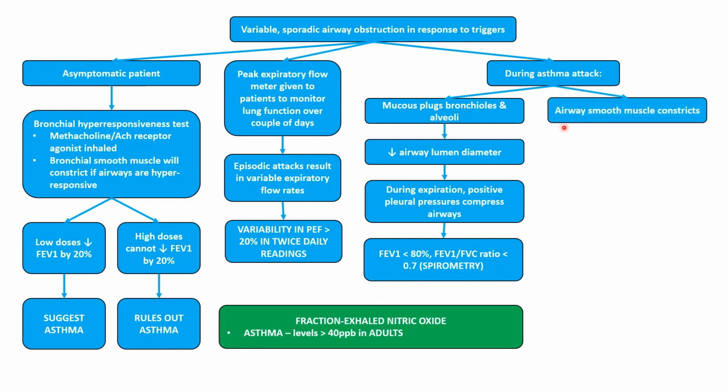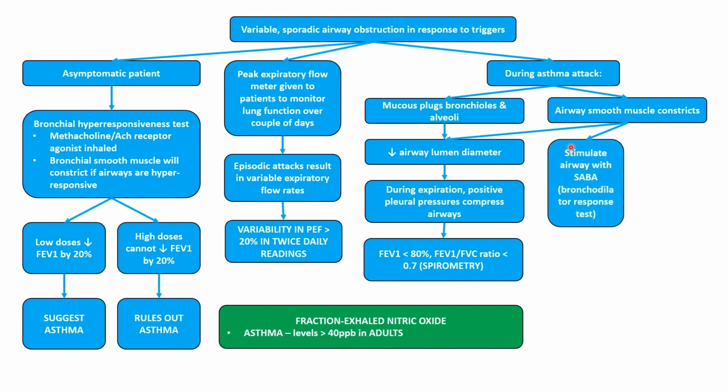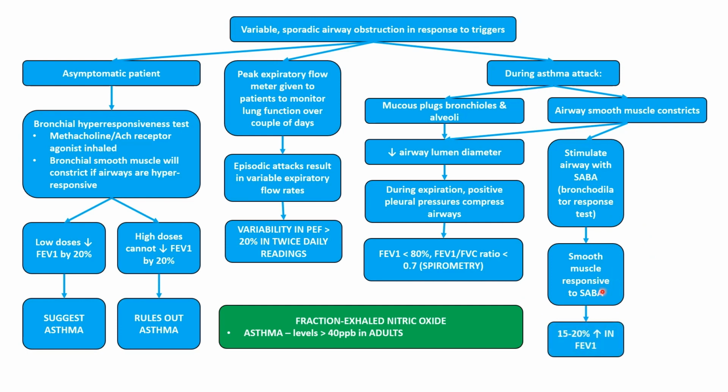We've also got constriction of the airway smooth muscle, which can further contribute to a reduced airway lumen diameter. Then in symptomatic patients, we can stimulate their airways with a SABA, which is known as the bronchodilator response test, which you'll be familiar with if you've watched my previous video. The smooth muscle is going to be responsive to the SABA, so we could sometimes see a 15 to 20% increase in the FEV1.